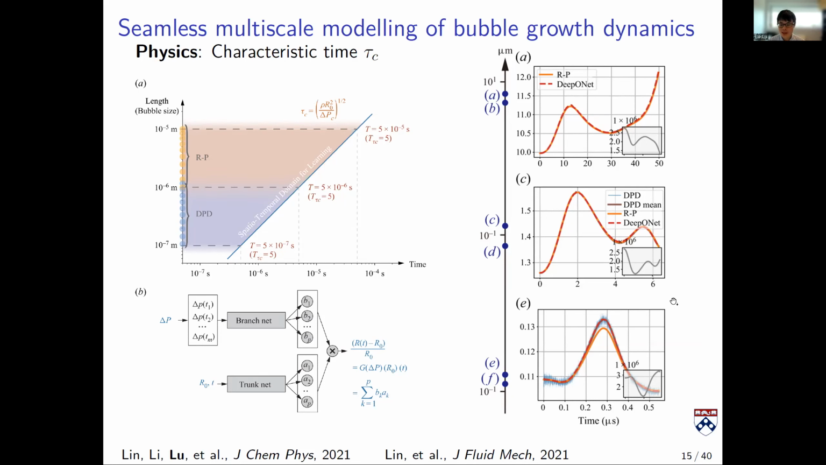After the training of the network, we can predict the bubble dynamics. For a large bubble, the prediction is consistent with the RP equation. For a small bubble, it is consistent with the particle simulation, which is the blue line here, because the particle simulation has randomness. And in between, these three methods are consistent.